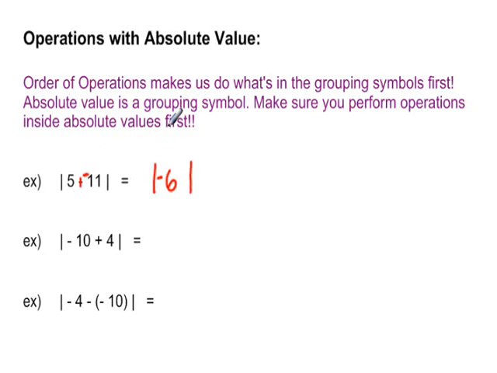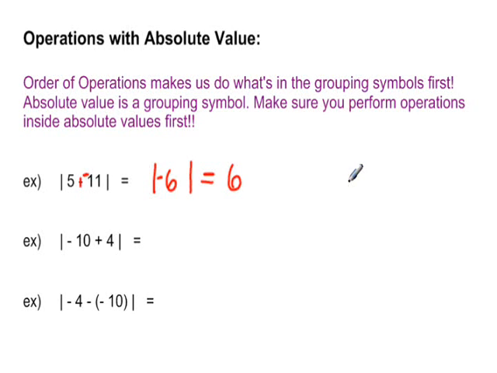And now I have the absolute value of negative 6. So if I want to evaluate that, I'm going to recall what we learned from a previous video, and we know that anytime you take the absolute value of a single number, that answer will always be positive. So my answer is going to be positive 6 for this first example.